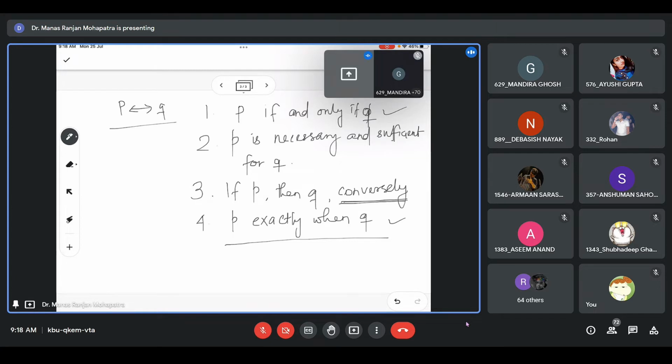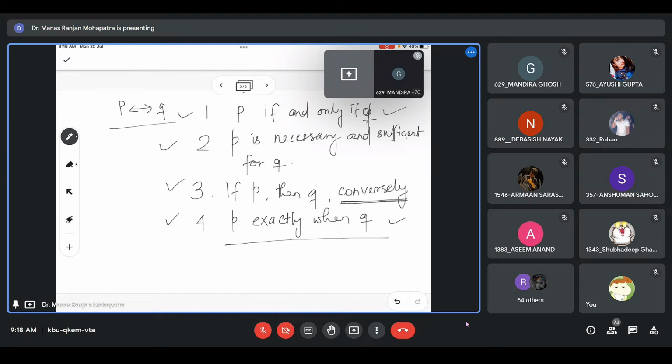For biconditional, you can see any one of these forms. Okay, that we will discuss after discussing the equivalence of statements.